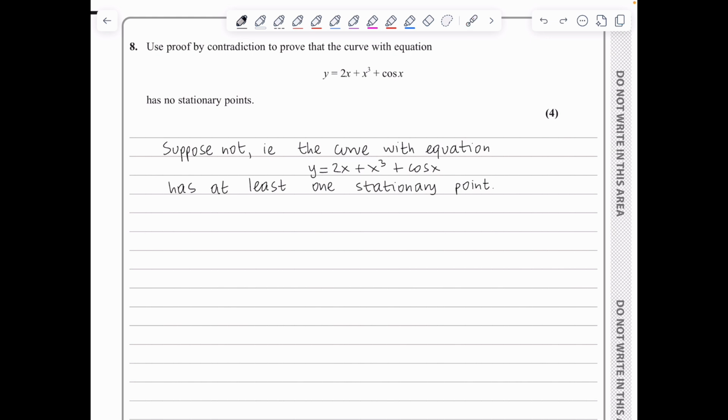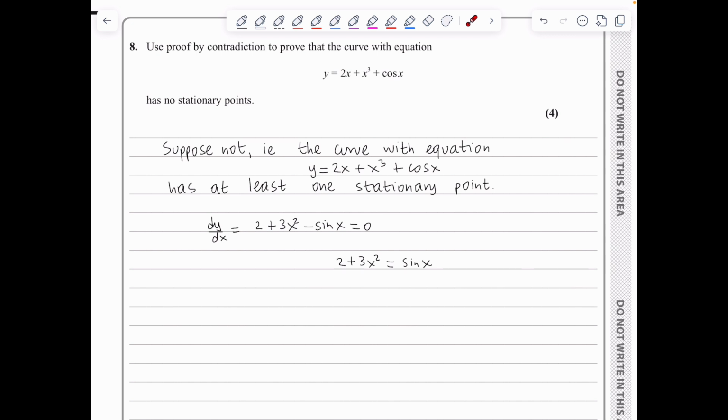And since we are talking about stationary points, it makes sense to find an expression for dy dx, which is going to be 2 plus 3x squared minus sine x. And at stationary points, we know that dy dx is equal to 0, and therefore we are looking at 2 plus 3x squared being equal to sine x.